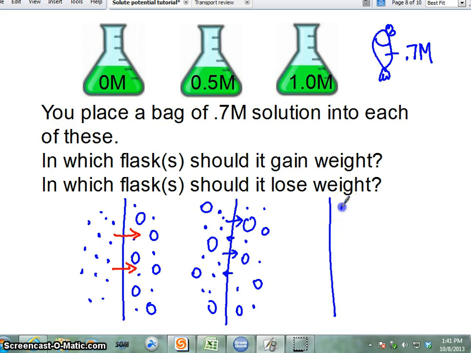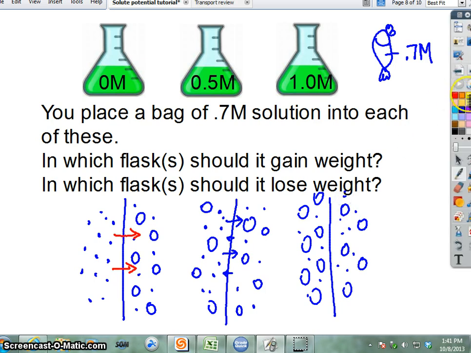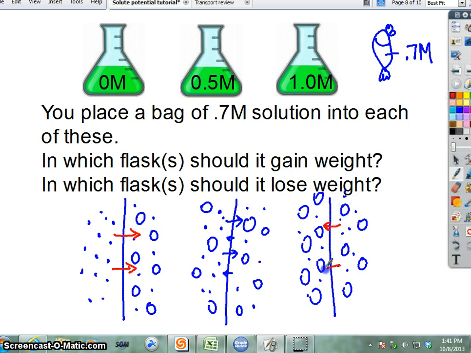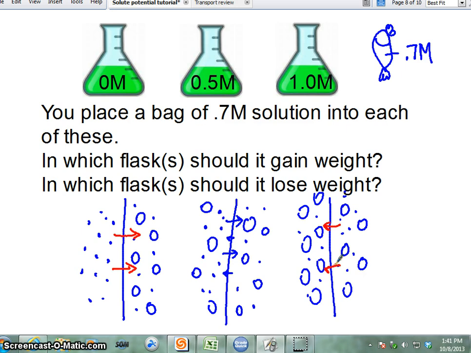Good. In the 1.0, we have the opposite situation. Now, here on this side we have all this sugar, and on this side there's more water. And so now the chances are higher for the water to leave the bag.